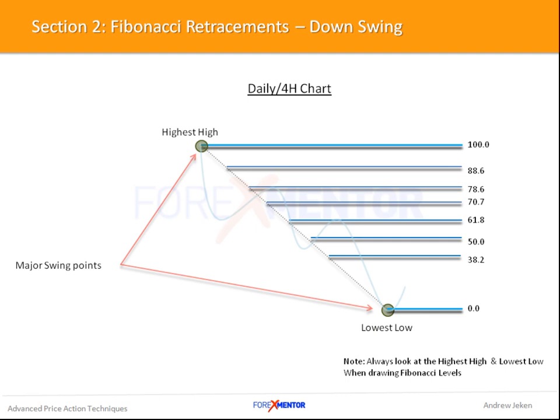And here again, just straightforward, draw fibs from the high to the low: 38, 50, 62, 70.7, the 79 or 786, the 886, and then 100%. So just straightforward Fibonacci retracements.